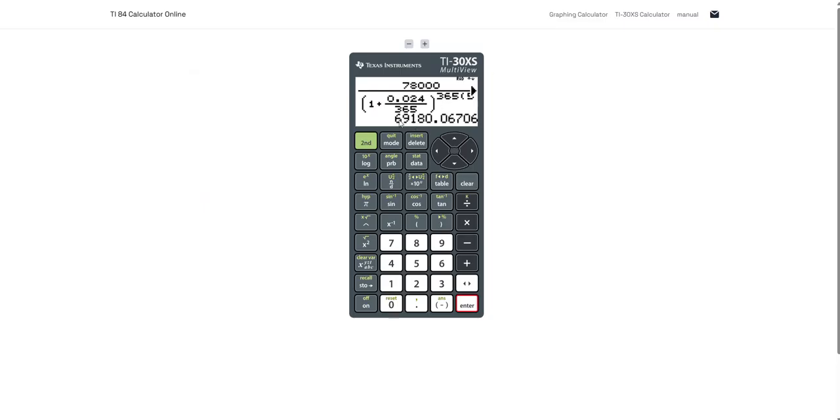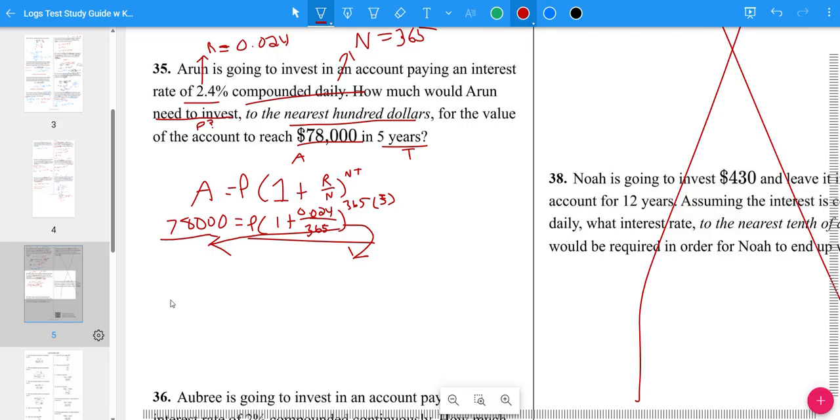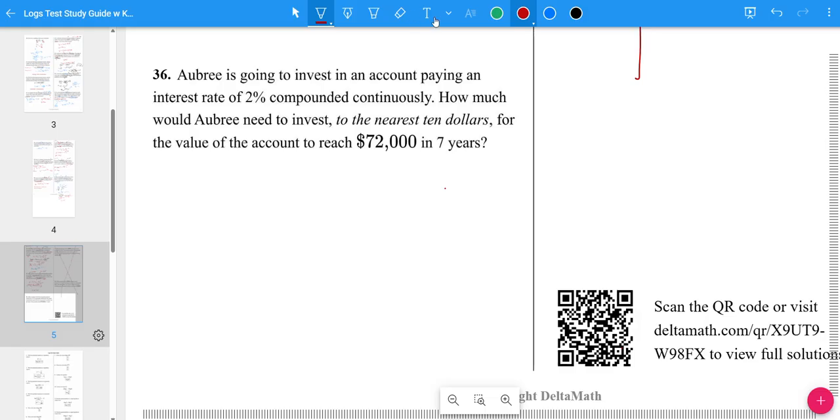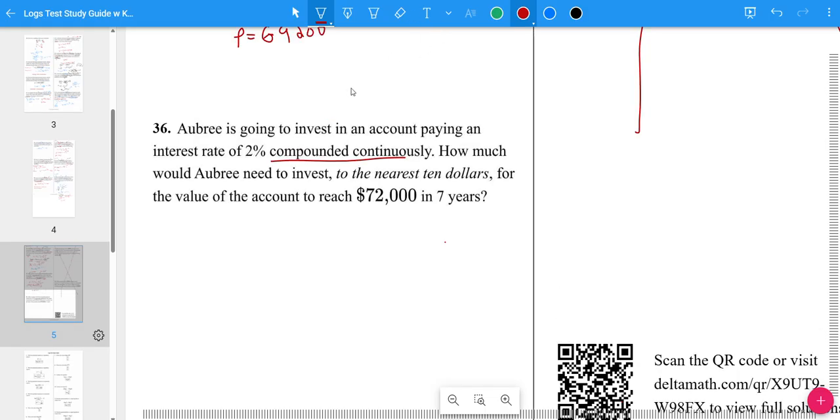So 69,200 is what this would round to. So P equals 69,200 approximately. Okay, same thing for this one, except it's compounded continuously.